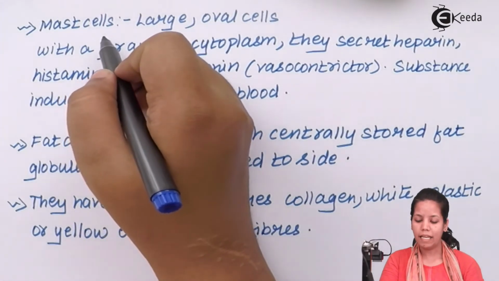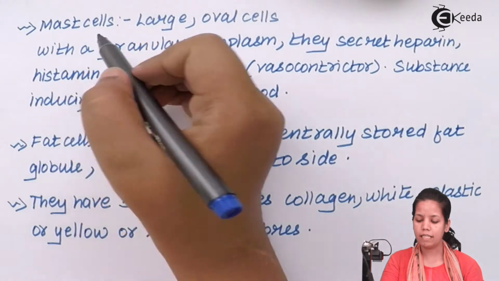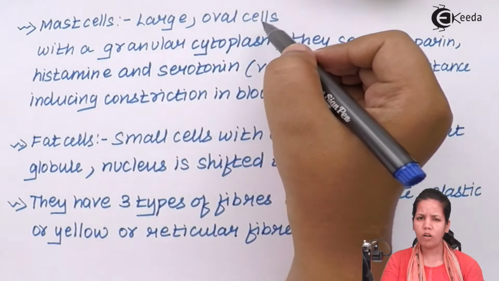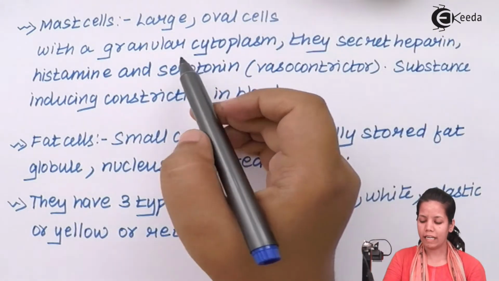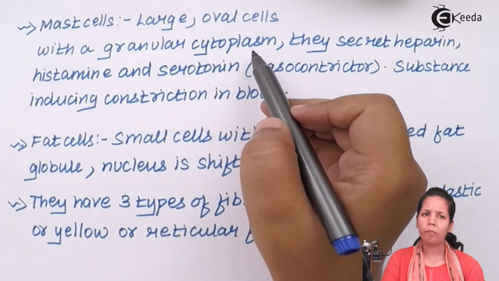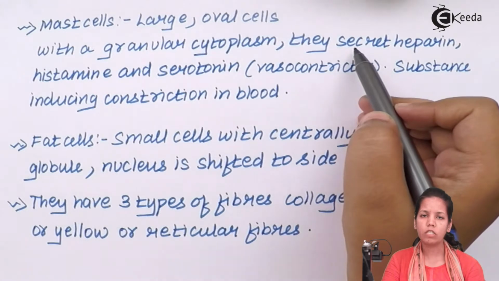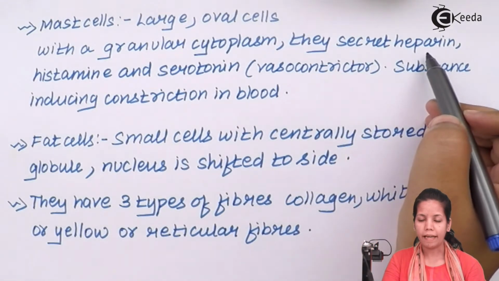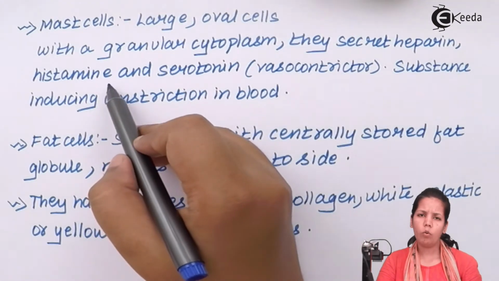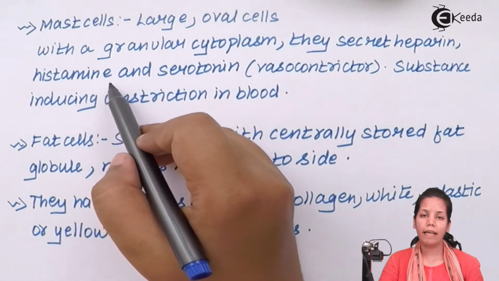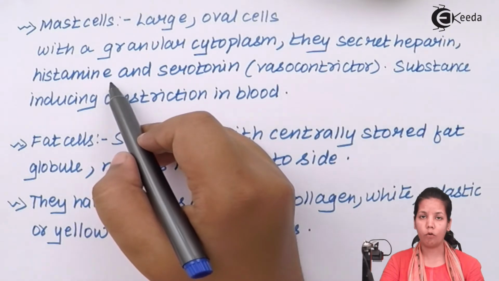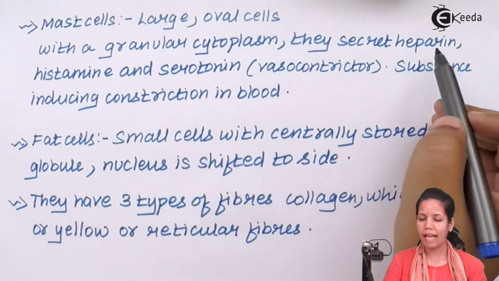The second type is mast cells. Now mast cells basically are large, oval cells with a granular cytoplasm. Having a granular cytoplasm, they secrete a substance which is termed heparin. Heparin and histamine are always secreted whenever you have an allergic response in your body. If you are allergic to certain substances or food kinds or medicines and still you intake them, at that time mast cells secrete this histamine and heparin.